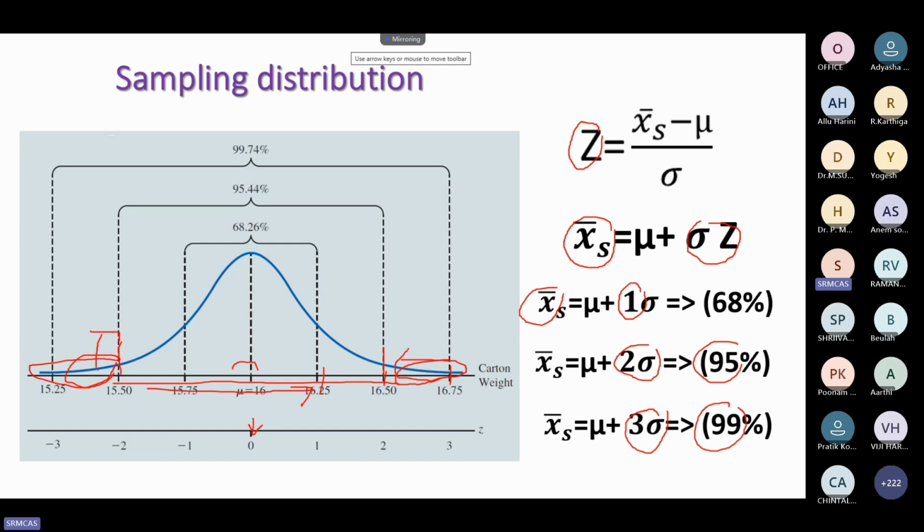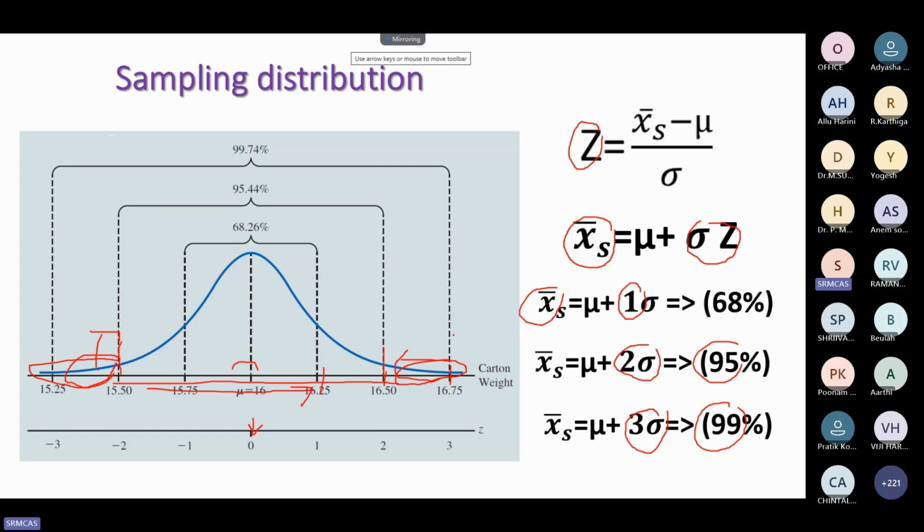If it falls in these tail regions, then the probability of committing type 1 error is less. Then we can reject the null hypothesis and accept the alternative hypothesis. Okay, let me explain in detail next.